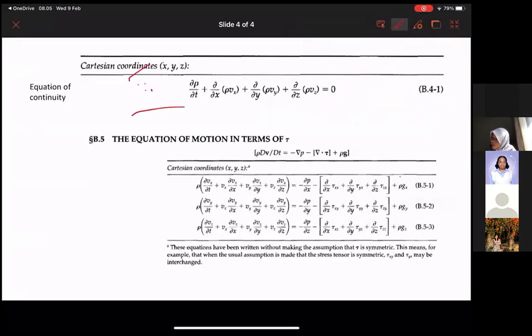Okay, why does this happen? Let me try to do it again.